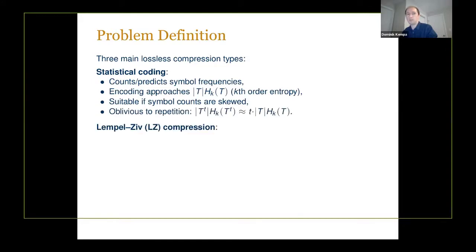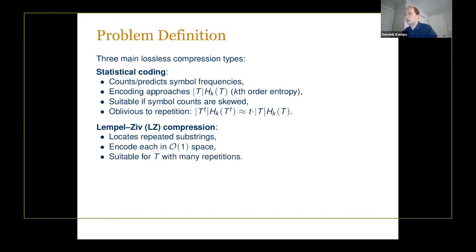The main idea in Lempel-Ziv compression is to explicitly locate repeating substrings in the input. Each of the repeating substrings is encoded in constant space as a pointer to the previous occurrence. LZ compression is therefore particularly suitable for inputs with many repeated substrings. These 2 compression methods are thus fairly well understood from the theoretical point of view. Namely, it is clear what kind of redundancy they remove.